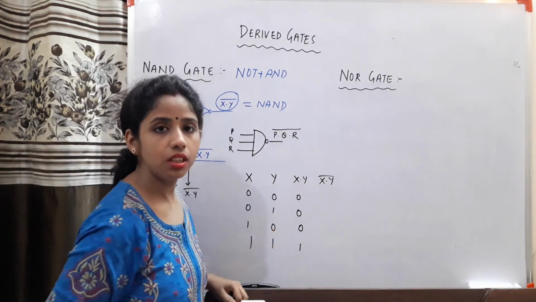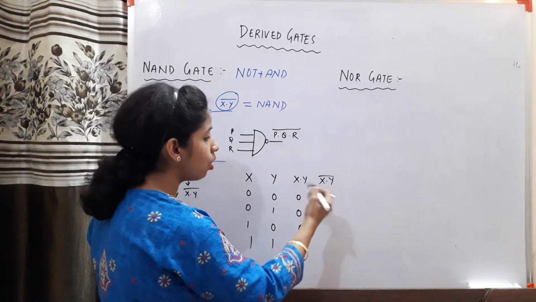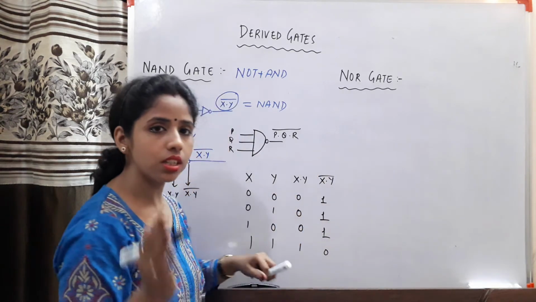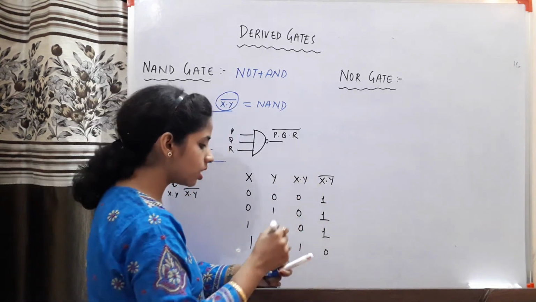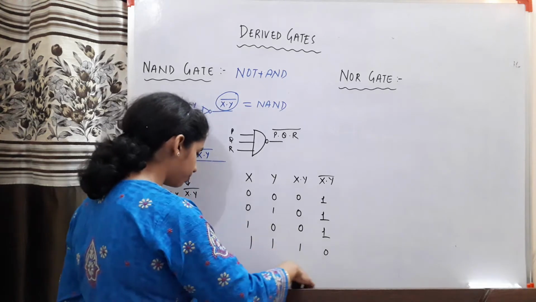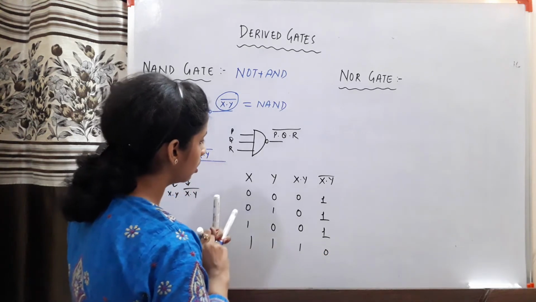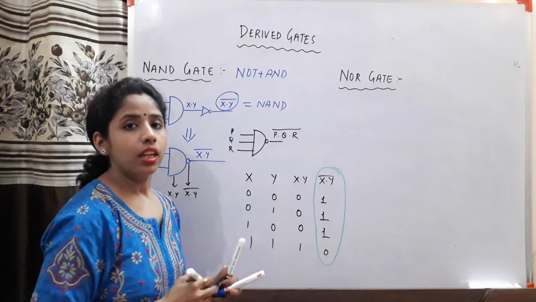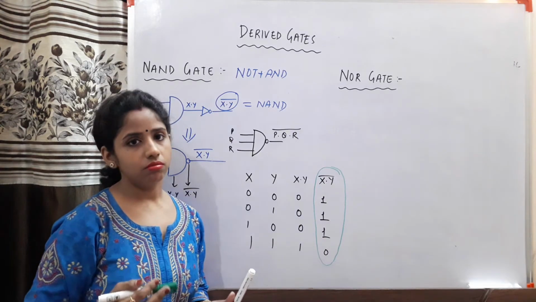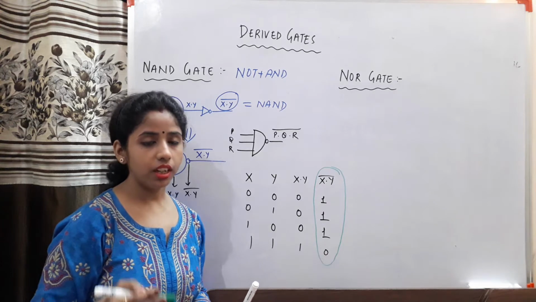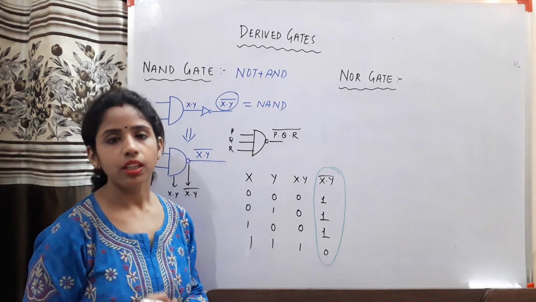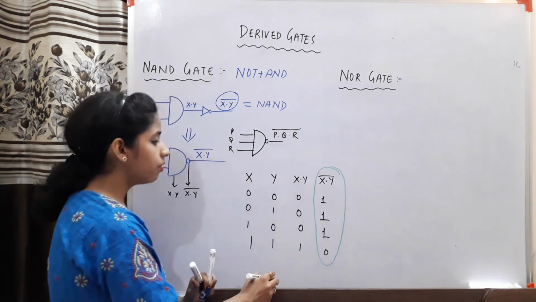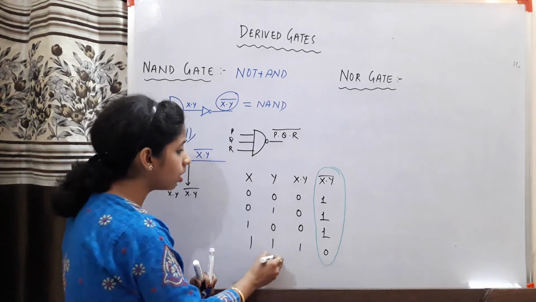So this is the result of X dot Y. Now apply NOT over it, so you get 1, 1, 1, 0, because NOT inverts 0 into 1 and 1 into 0. So this is your final result for the NAND gate. If I try to draw a conclusion from it, it is that the result of the NAND gate is 0 only when all the inputs are 1.